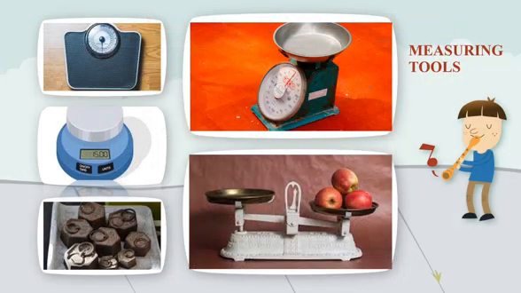Now let's see some more pictures of measuring tools used for measures of mass. The first picture is of the weight machine or weighing scale. The second picture is of an electronic machine, or you can say digital weighing scale. The third picture shows different weights used for your traditional balance or weighing scale. Then you have your analog weighing scale, and the last one is the balance.